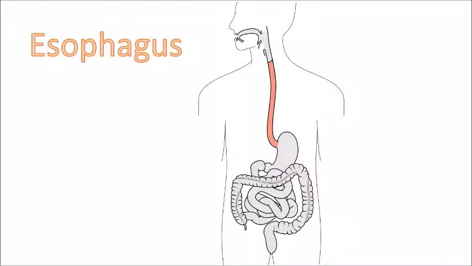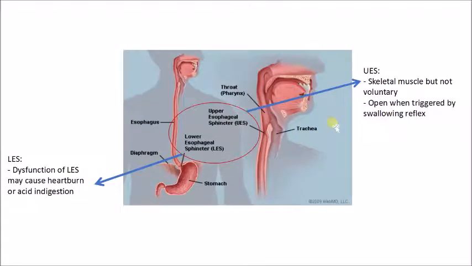Let's talk about the esophagus. The esophagus, this highlighted part, is another sub-organ which is very important in the GI tract. The upper esophageal sphincter, UES, is made up of skeletal muscles, but it is not voluntary. The UES only opens when triggered by the swallowing reflex.